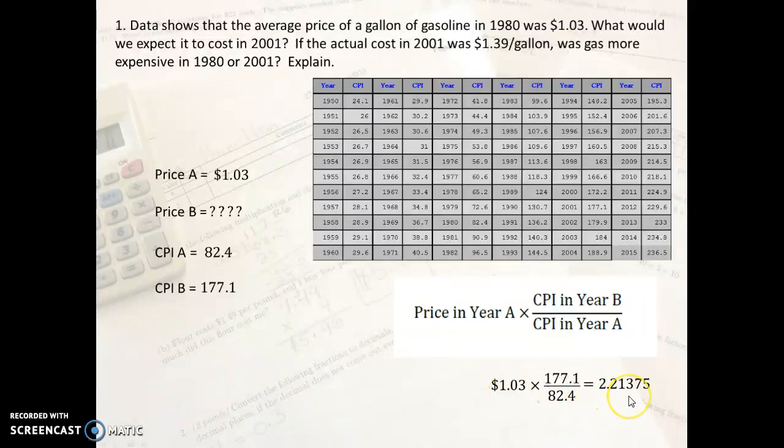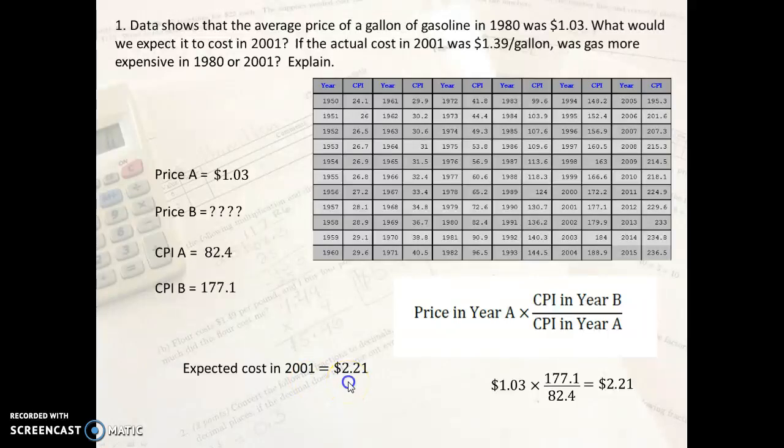You get this number. Okay, that is the correct answer, but let's make sure we keep track of what we're trying to solve. We were trying to solve the cost in 2001. Cost is money. Put the dollar sign, dress it up, so to speak. And now we can conclude that according to that formula, we expected in 2001 it cost $2.21.